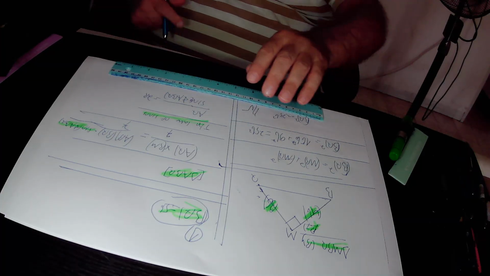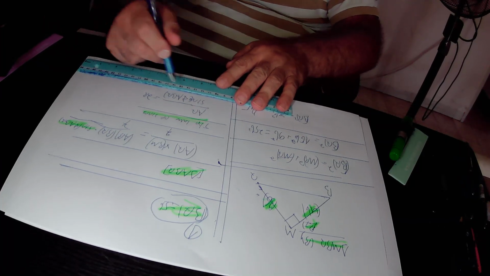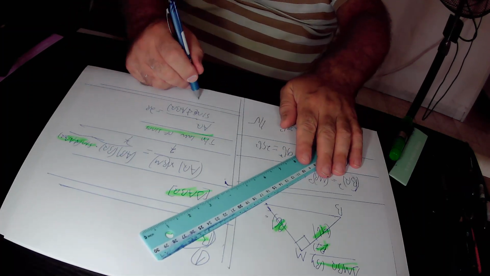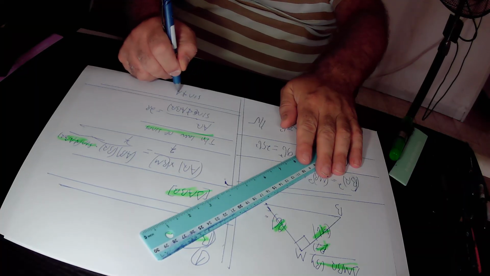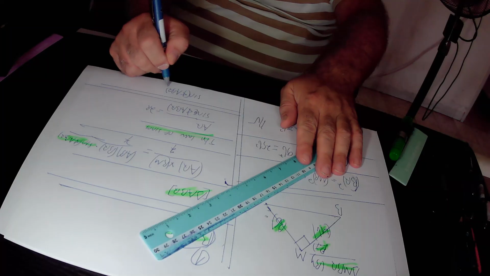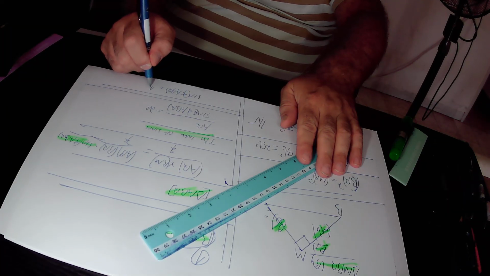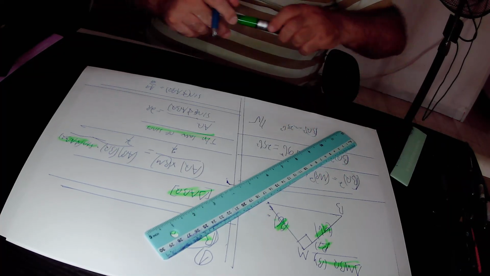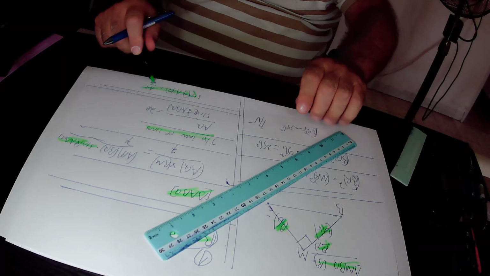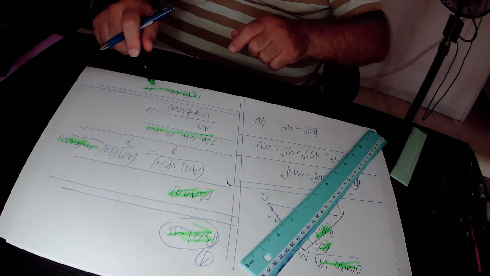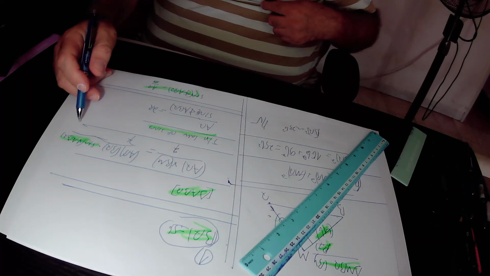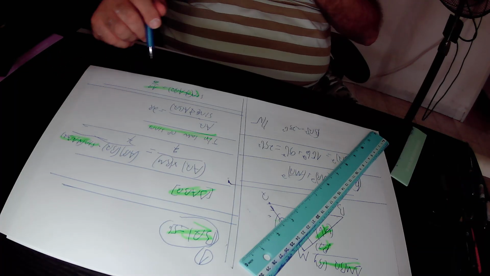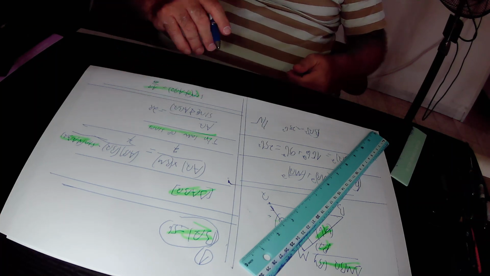sine angle ABQ equals AQ over 2R. So if we found out that sine angle ABQ equals AQ over 2R, we can substitute sine angle ABQ in this equation by AQ over 2R. We'll do it now.